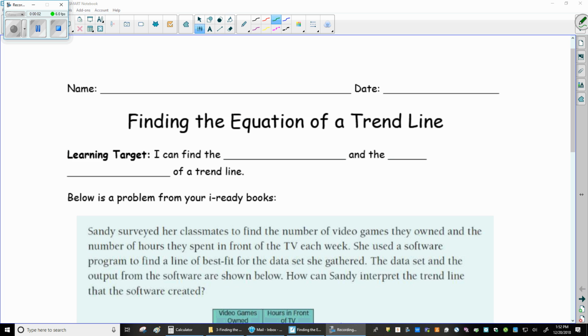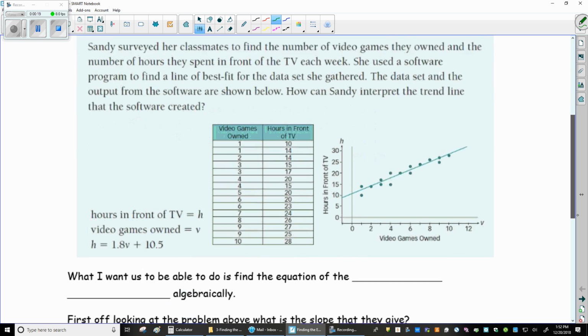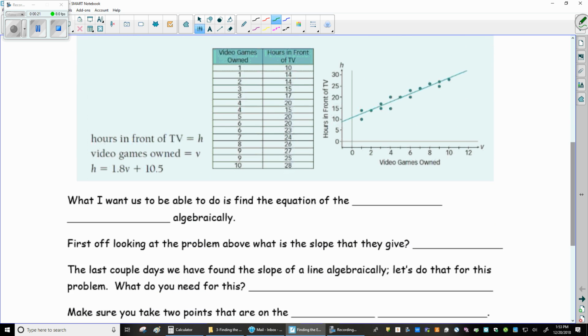All right, guys, so today we're going to be finding the equation of a trend line. The two things that I need to do in order to find that is that I need to find the slope and the y-intercept, just like we have for the past couple months. So I took this problem out of your iReady books. We're going to take a look at it a little bit and dissect some of the things, just like we did a couple days ago.